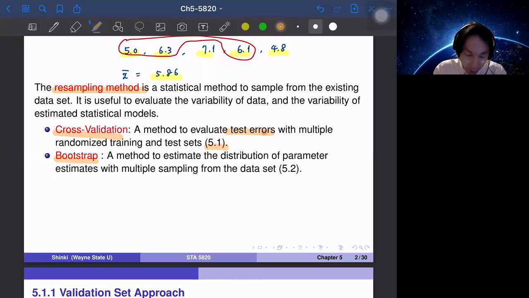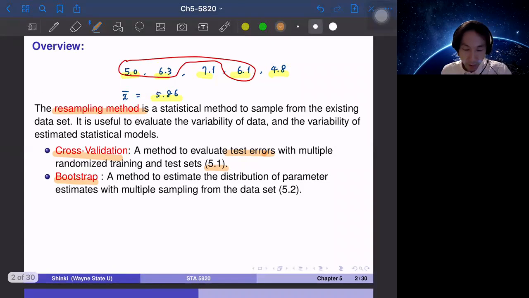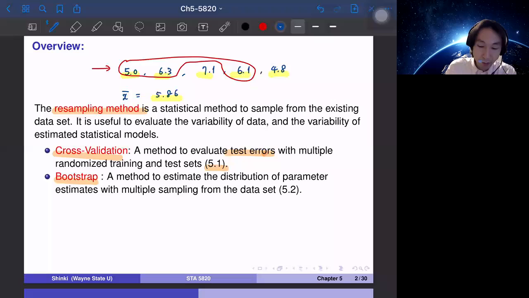And the Bootstrap is a method to estimate the distribution of parameter estimates with multiple sampling from the data set. So we do multiple sampling. For example, we take 3 observations from the data set here. The next time we choose different 3 observations, for example 6.3, 6.1 and 4.8.